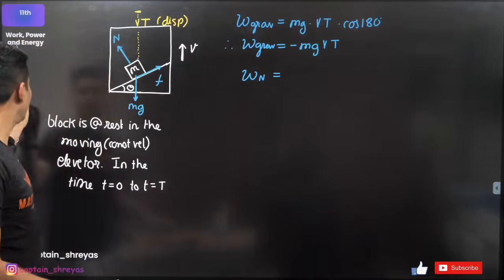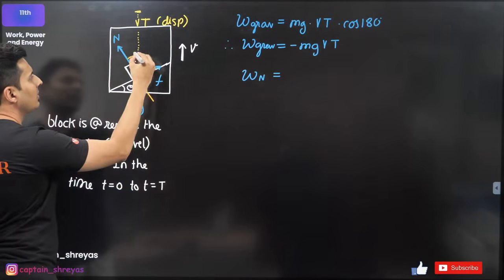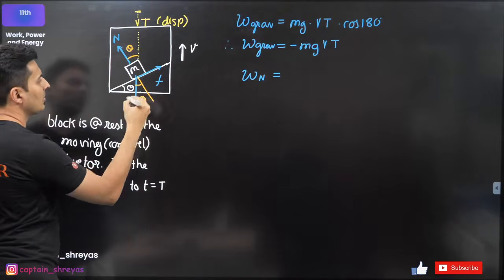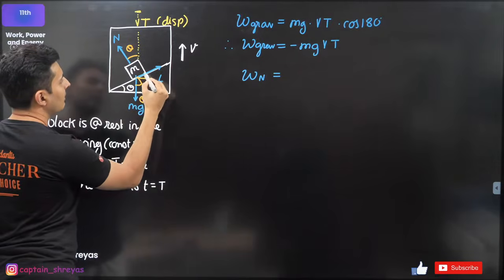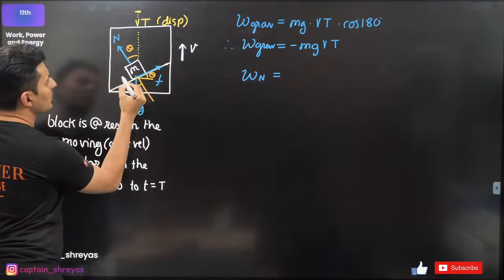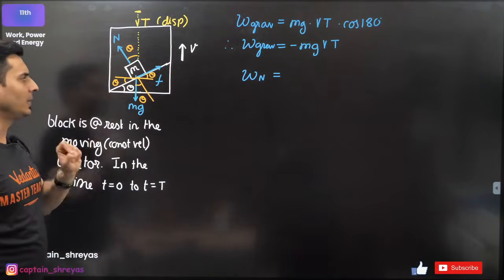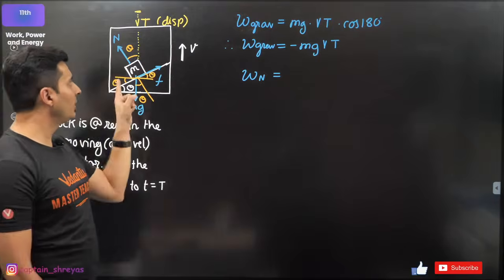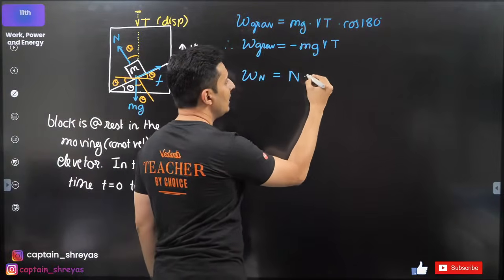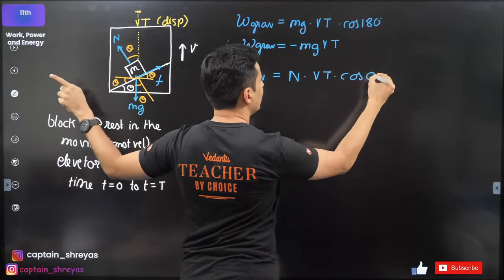Well, if this is theta, isn't it obvious that this will also be theta? This is also theta, correct? And in fact, even this is also theta. All these angles, I hope you see, are basically theta only. So the work done by the normal force will be the normal force into the displacement. Displacement is Vt into cos theta.